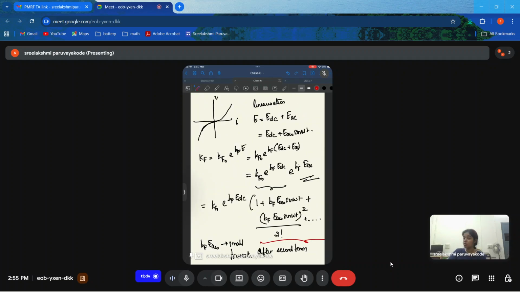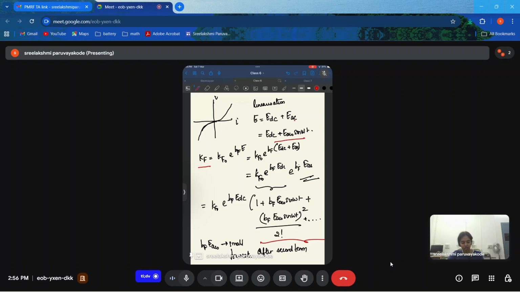Then we look into the linearization part. Why are we doing linearization? In order to express the rate constant in terms of the DC rate constant, and because the AC potential is also applied, we have to account for that. So EDC plus EAC is the sum total of the applied potential, and EAC is a sine wave, EAC0 sin omega t. The same goes for the rate constant expressions.